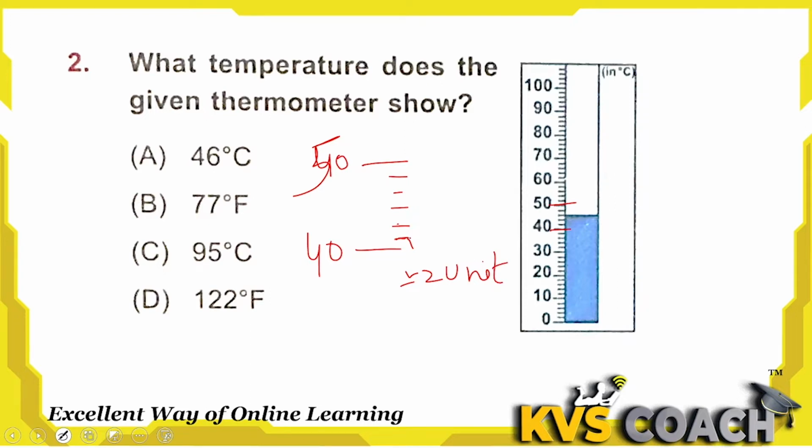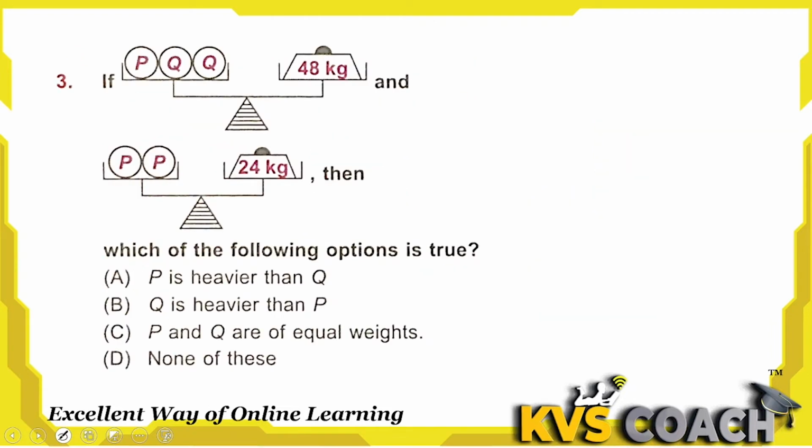So here 2, 4, 6, 8 and this is 10. It means here it is 42, 44, 46, 48 and then 50. Okay, so here 42, 44 and this one is 46. You can see that. So 46 degrees Celsius is the temperature in this thermometer. You can see that here it is also degree Celsius unit. So we will take degree Celsius, not Fahrenheit. So A is right answer here.